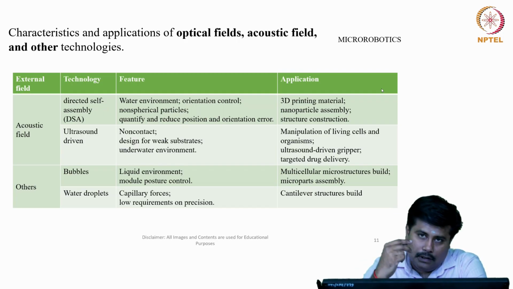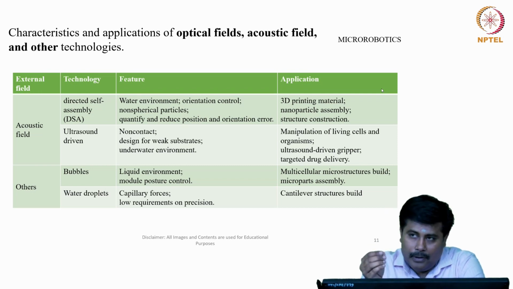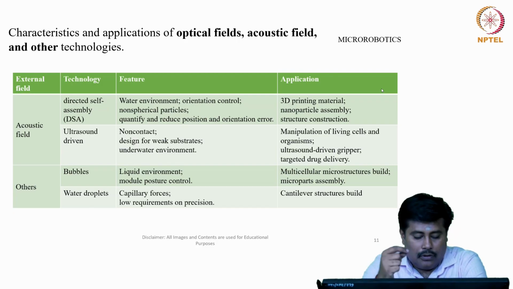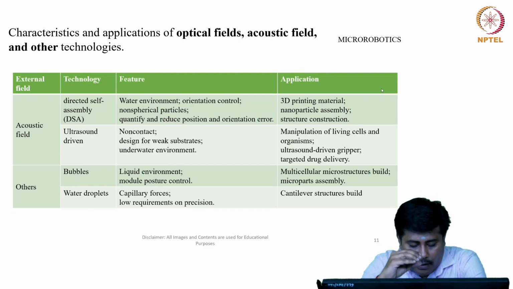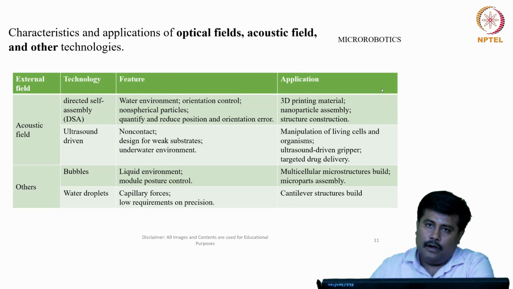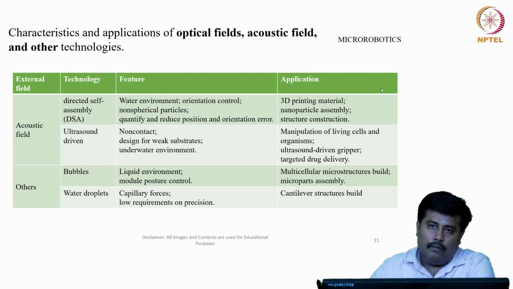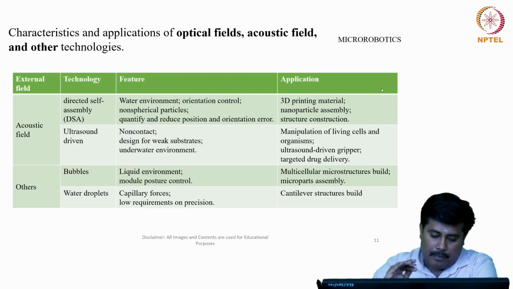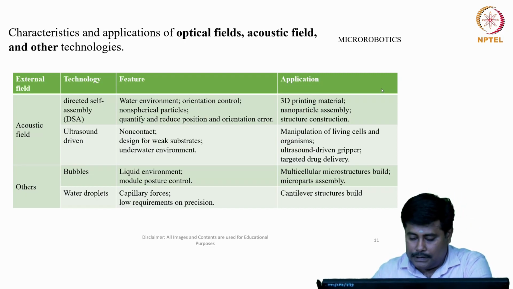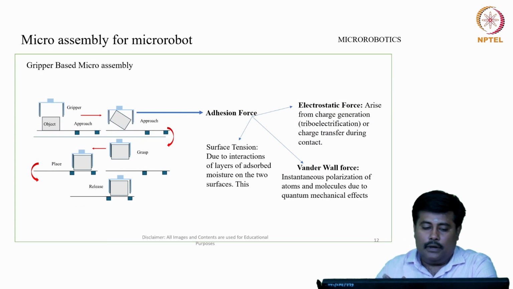In addition to this, the bubble based systems are there. Then there are water droplet based systems. Bubble based systems we had discussed in the last module also. It's a liquid environment. Basically, it has module posture control, and it's a multicellular microstructure build, and it's a micropart assembly. When we look into the water droplet, the capillary forces with low requirement on precision is considered to be one of the key features. With reference to application, the cantilever structures are built and appropriately oriented in this particular system.